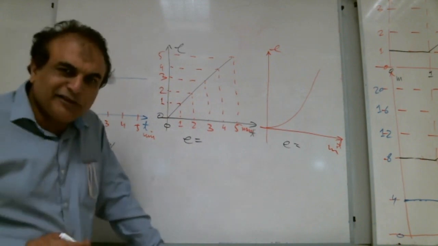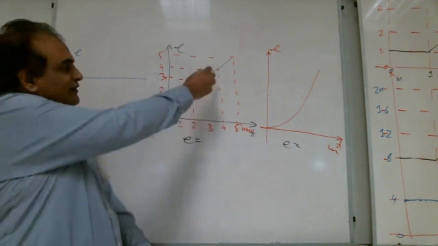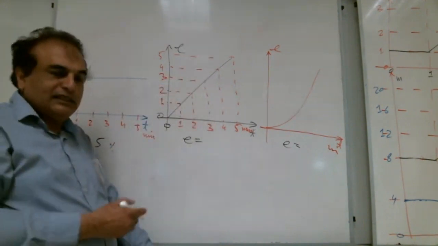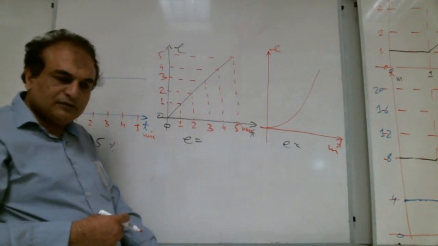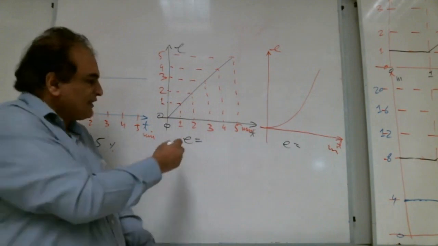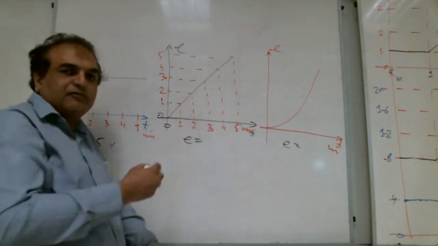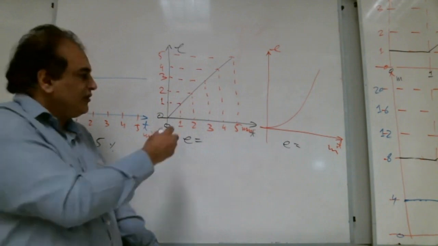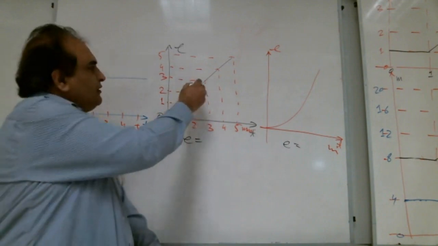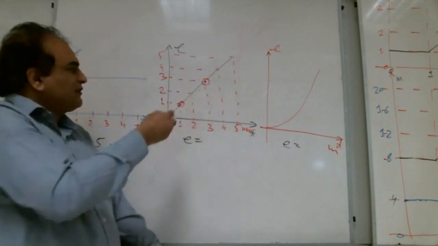No, not 0, not 1. It is changing with time. Integration for E? What is error here? Take any two points. Take this point, take this point. Find the equation of the line.